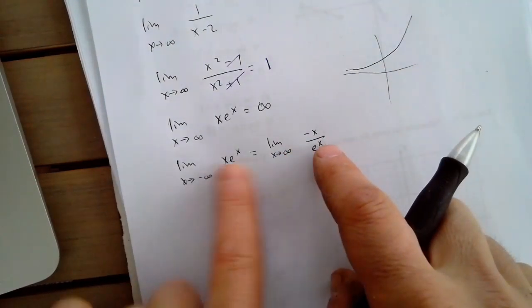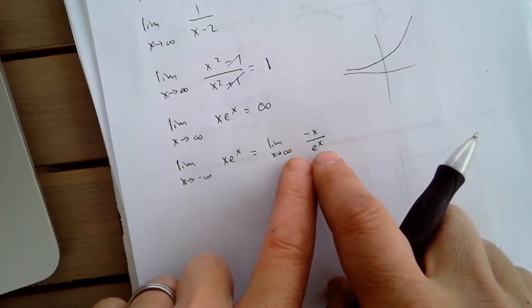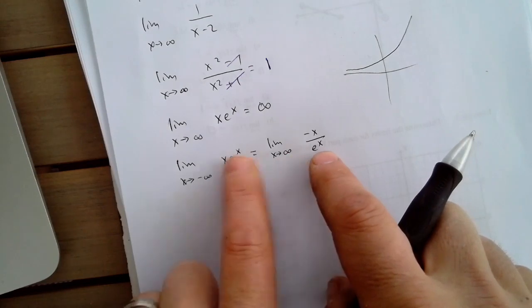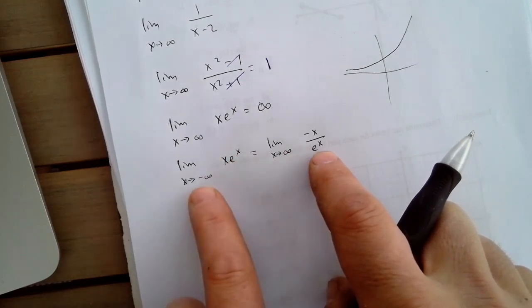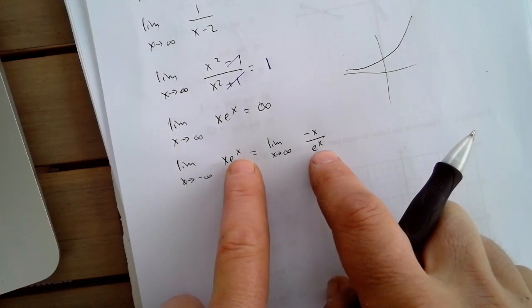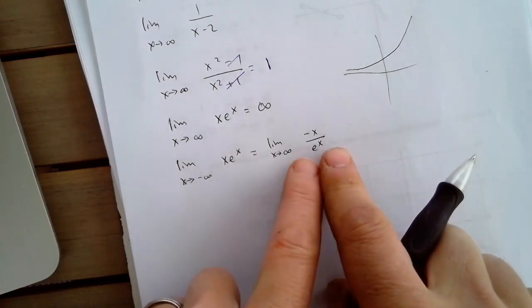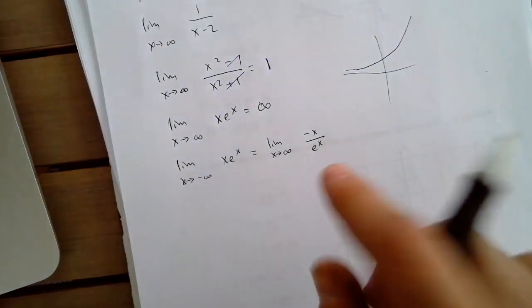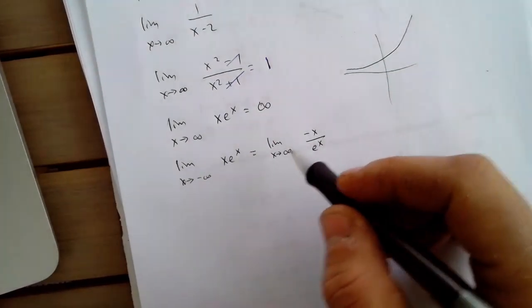But for this one, I brought the e to the x to the denominator. Okay, because when I'm approaching negative infinity, these are going to be negative values for the exponent, which is going to flip it to the denominator. So that's why these two are equivalent to each other. And if we look at this, we say, okay, this is going to be negative infinity, this is going to be e to the infinity.